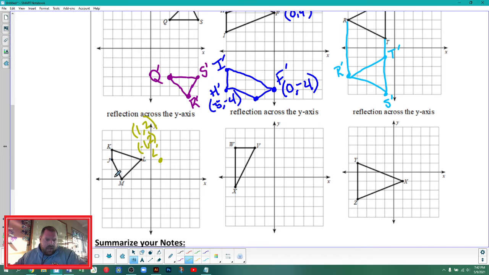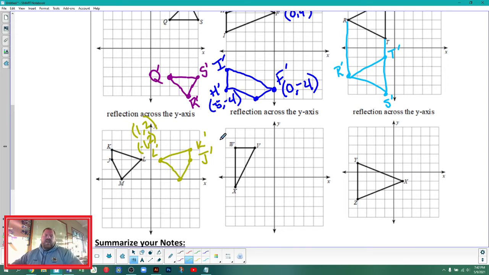K goes from negative 4, 3 to positive 4, 3. Not too bad. J goes from negative 4, 2 to positive 4, 2. I guess that's K prime. That's J prime. And M is going to go from negative 3, 0 to positive 3, 0. Right about there.